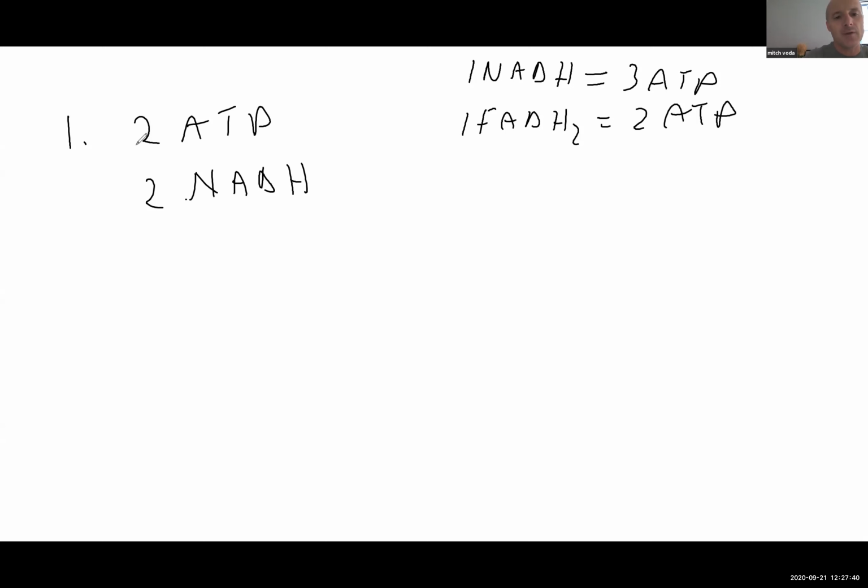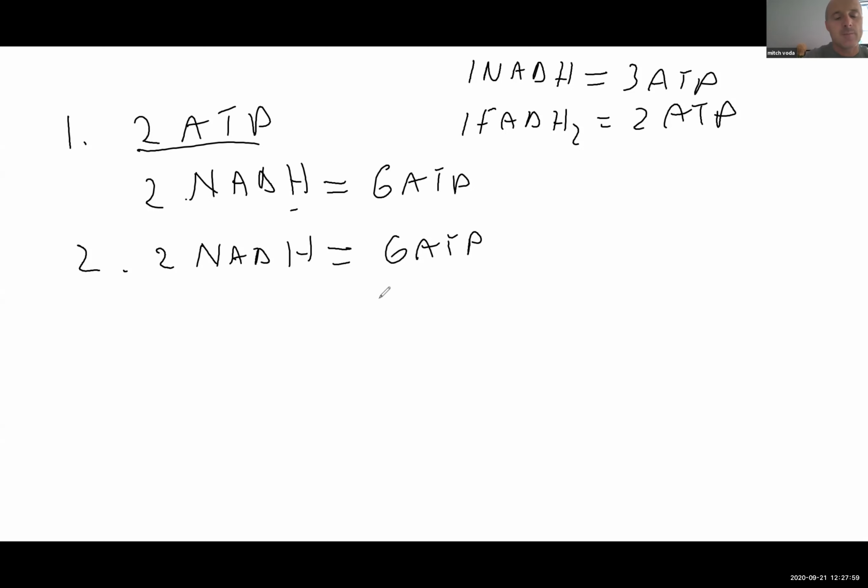So now let's do the math. In glycolysis, we got 2 ATPs plus 2 NADH. This one turned into 6 ATP, 2 times 3, each NADH is 3 ATPs. Second step, we had 2 NADH, so we had 6 more ATPs. Third step, the Krebs cycle, we had 2 ATPs produced, plus we had 6 NADHs. If you go back and look at it, 6 NADH equals 18 ATP.